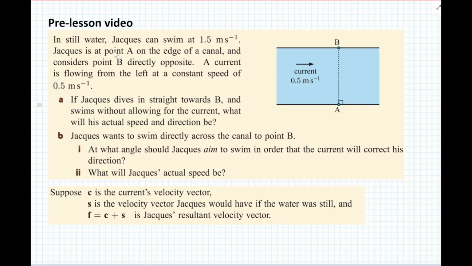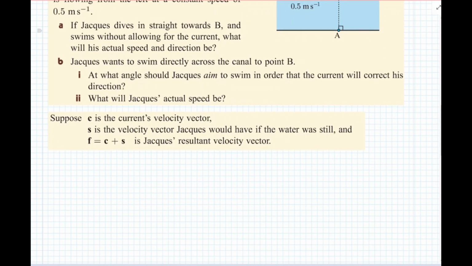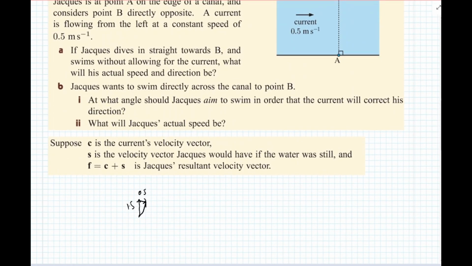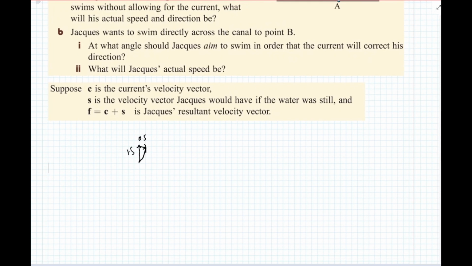So in still water, this person's swimming forward at 1.5 meters per second and the current is pushing them right at 0.5. If they dive in and swim straight forward, what is the actual current speed and direction going to be? So basically they're going to be trying to swim forward at 1.5, but then they're going to be pushed right at 0.5. So we need to find this resulting vector going up there. Okay, that's good. So if that's 1.5 and that is 0.5, then we can find the length and we can find the direction.